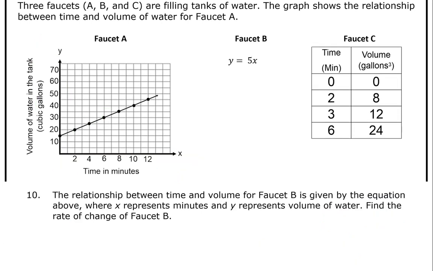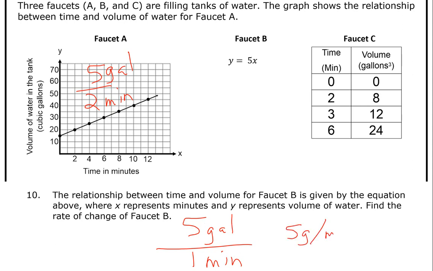Question number 10. The relationship between time and volume for faucet B is given by the equation. Find the rate of change for faucet B. Well, that's simple. Look at the coefficient. So the rate of change is 5. But don't forget the last one was a fraction, 5 gallons every 2 minutes. So let's represent this one the same way. 5 gallons every, there's no number here? Do you remember what to put? That's right, an invisible 1. It's 5 gallons every 1 minute. 5 gallons per minute.